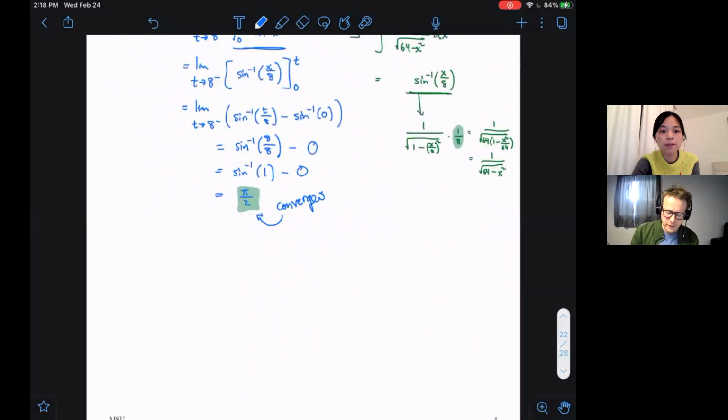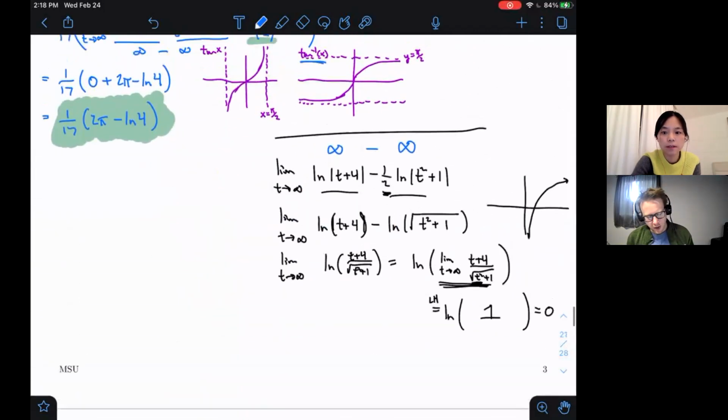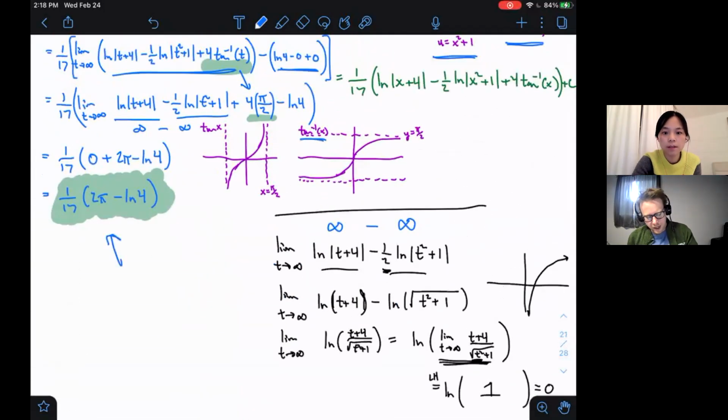And I guess that's something I should have emphasized in my last one here as well, that this right here converges. And better yet, we know what it converges to.